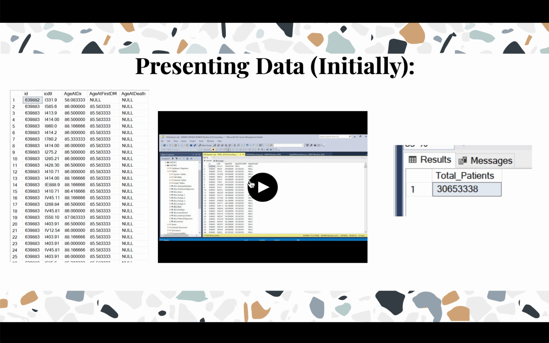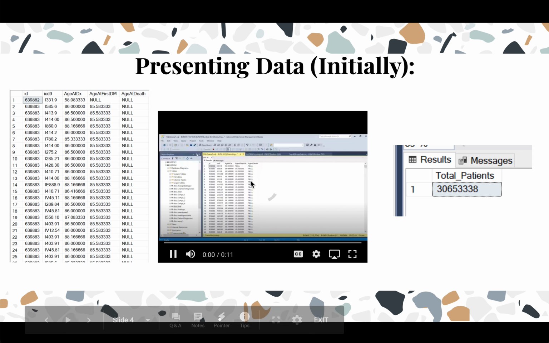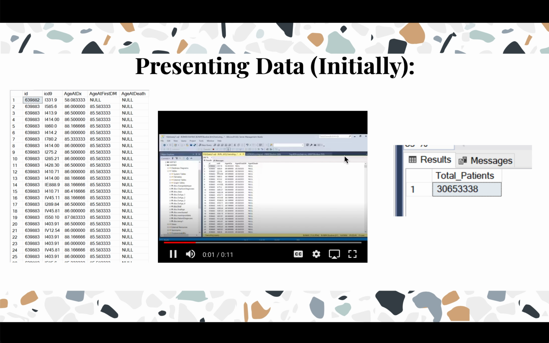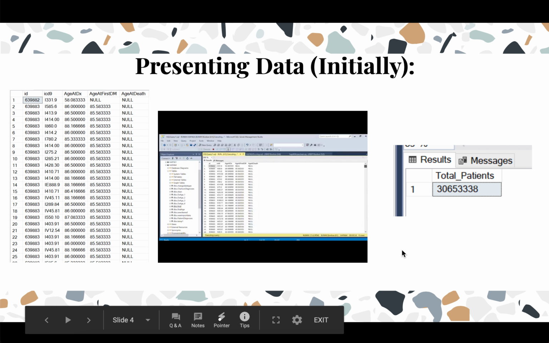And so presenting the data, we were given 4 sets of data, and the total amount of patients after combining all of them together was about 30 million patients. As you can see here in the video, there are a lot of patients that were put into here.